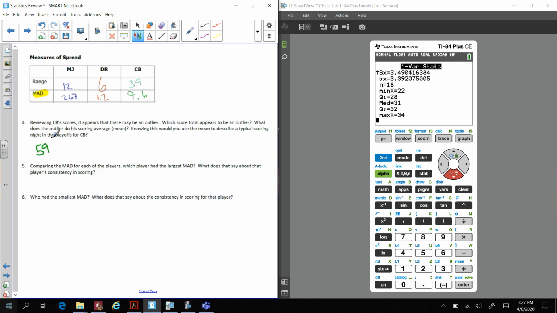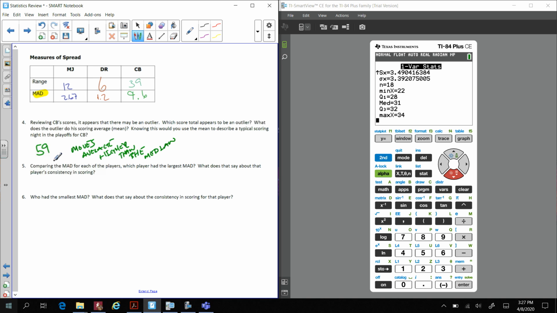So what does that outlier do to his average? It moves the average higher than the median, because it moved it to the right.